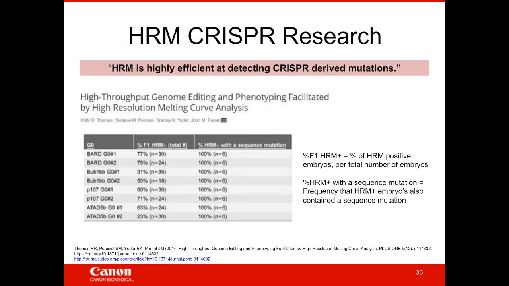One group from University of Alabama recently published a study that found that HRM was highly efficient at detecting CRISPR-derived mutations in zebrafish. The group used HRM for rapid and efficient identification of nuclease-derived mutations to help advance cost-effective, high-throughput methodologies for mutation detection. In this chart, they break down the results from their HRM analysis on four different CRISPR-targeted genes and show that HRM was able to detect all cells with a derived mutation 100% of the time.